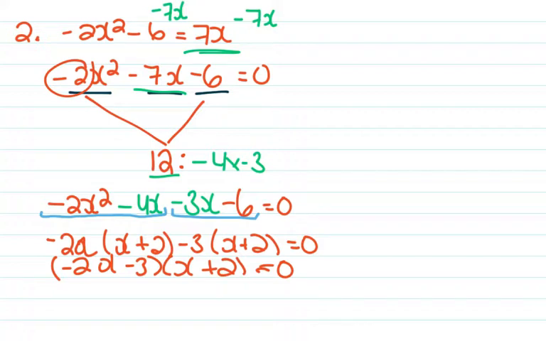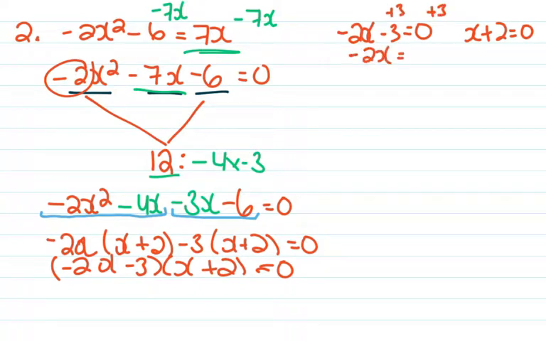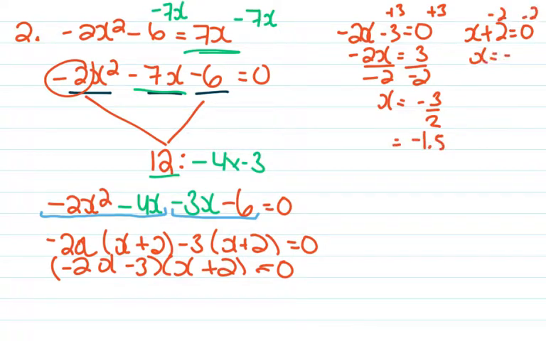Now in order to find the solutions, I need to set each bracket equal to 0. So for the first one, I'll add 3 to both sides. Now I have negative 2x equals 3. Divide both sides by negative 2. X equals negative 3 over 2, or negative 1.5. For this one, I'll subtract 2 from both sides. X equals negative 2.